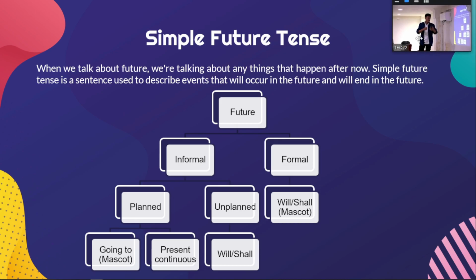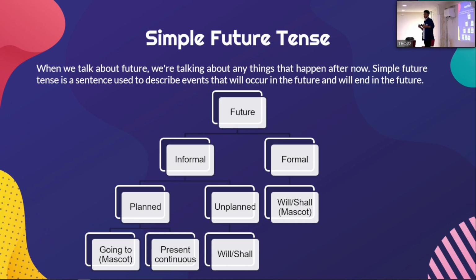When we talk about future, we're talking about anything that happens after now. Even what happens 5 minutes from now or 5 years from now, that is the future. So when we want to talk about that, we use simple future tense. Simple future tense is a sentence used to describe events that will occur in the future and will end in the future too.